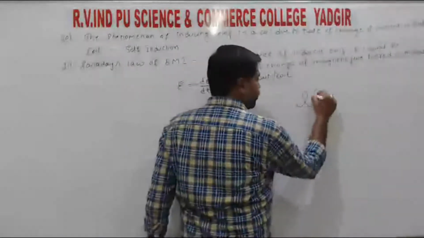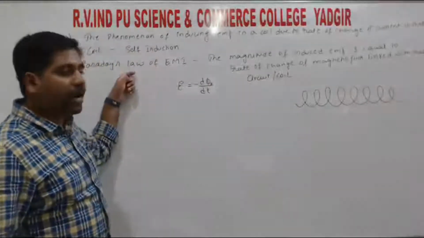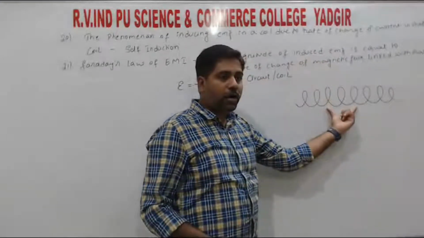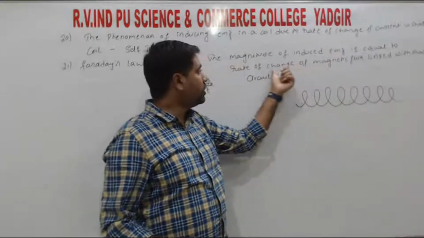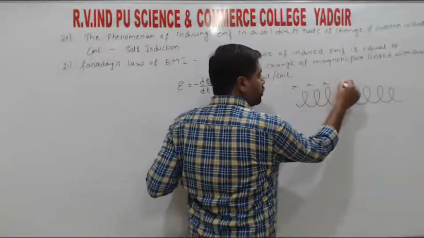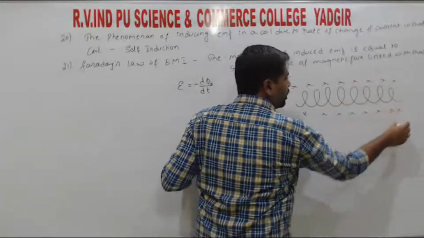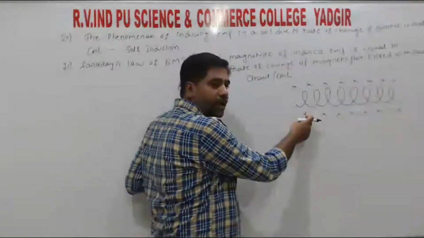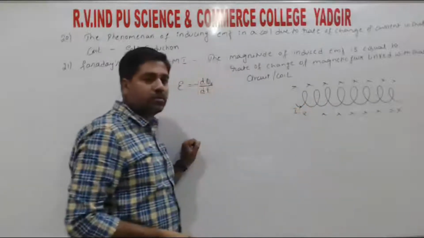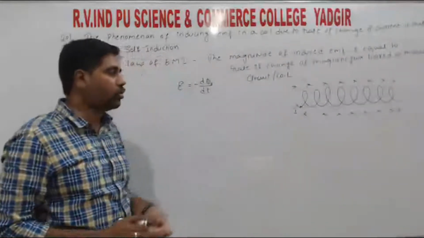So if we consider any one coil, right? From the Faraday law of electromagnetic induction, the magnitude of the induced EMF in this coil is due to the rate of change of magnetic flux. So when we place this coil in a varying magnetic flux linked with the coil, then current is induced, right? So EMF is induced; EMF or current, we can mention either of the two, right?